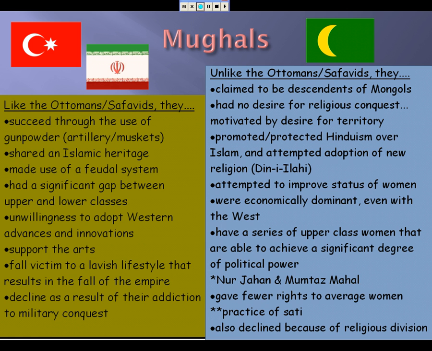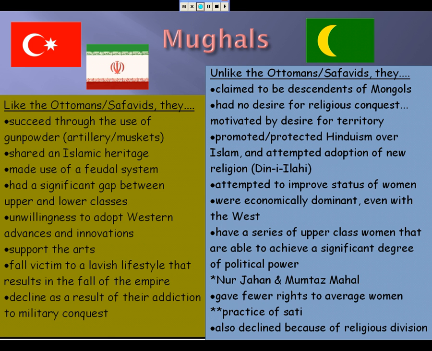What's that? What was the Mughal time period? Same as the others. You are going to see the roles for women go up and down a little bit in this empire. In some ways it seems like they're improving, in other ways it seems like they're not.